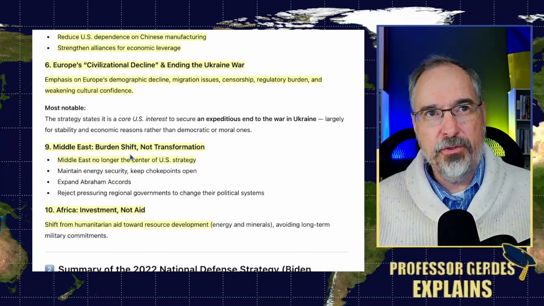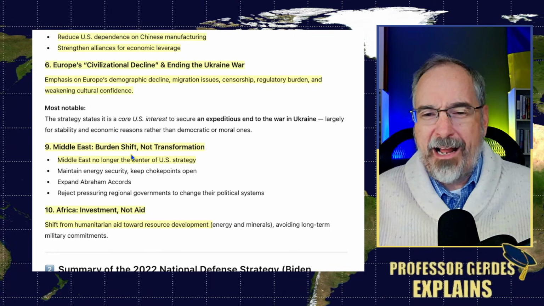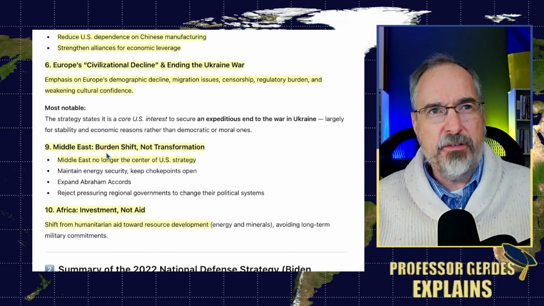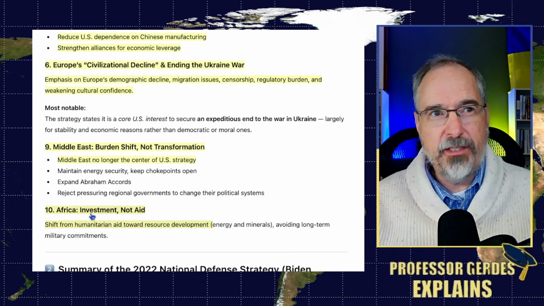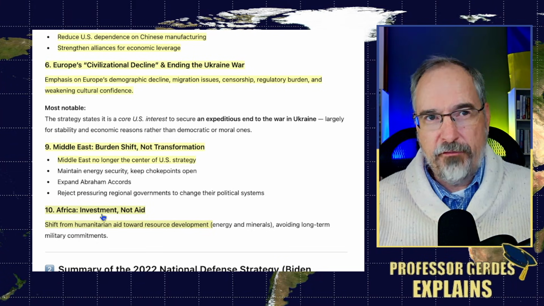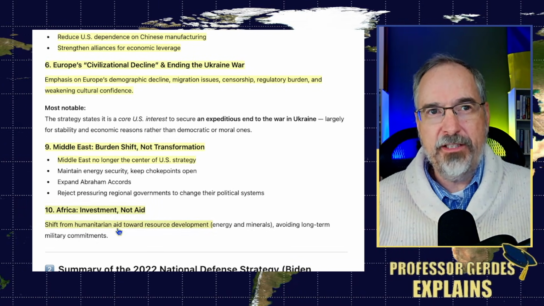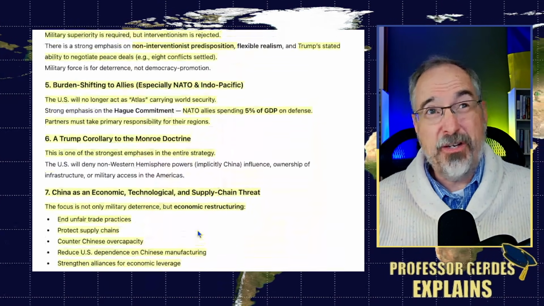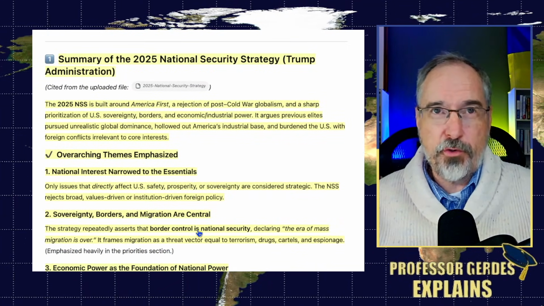Middle East, burden sharing, which should be. I mean, Europeans are traditionally more of our allies rather than some kind of enemies to talk down to. Middle East, burden shift, not transformation. The Middle East is no longer the center of U.S. strategy. And then finally, Africa, we're going to focus on investment rather than direct aid. So a shift from humanitarian aid toward resource development and investment. Okay, so that's a summary of the 2025 national security strategy from the Trump administration.